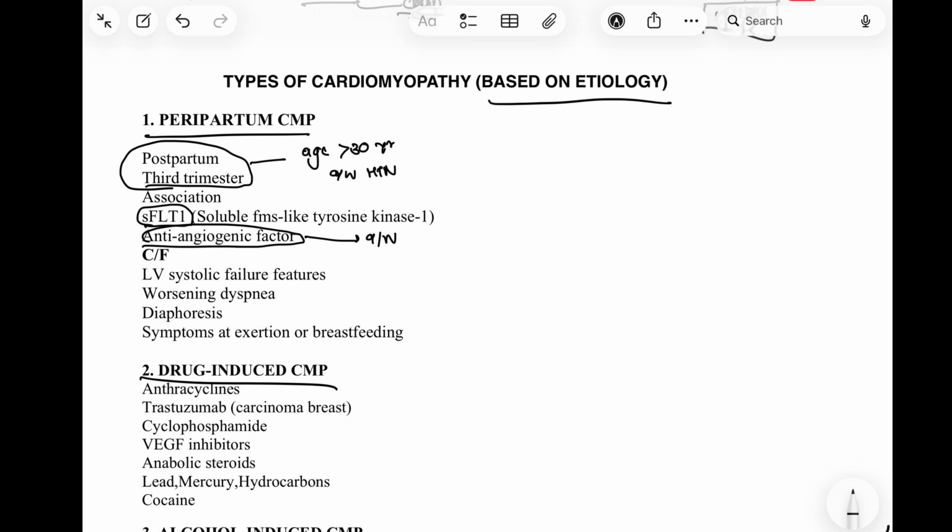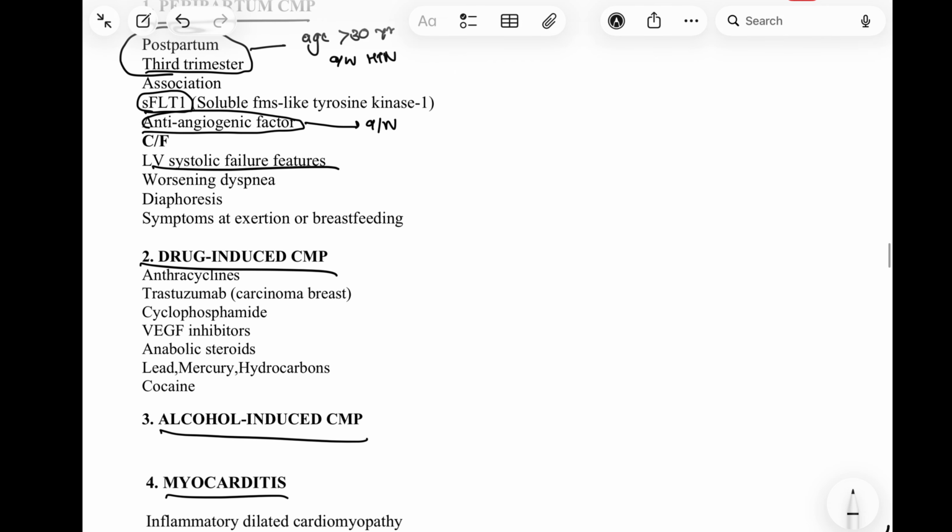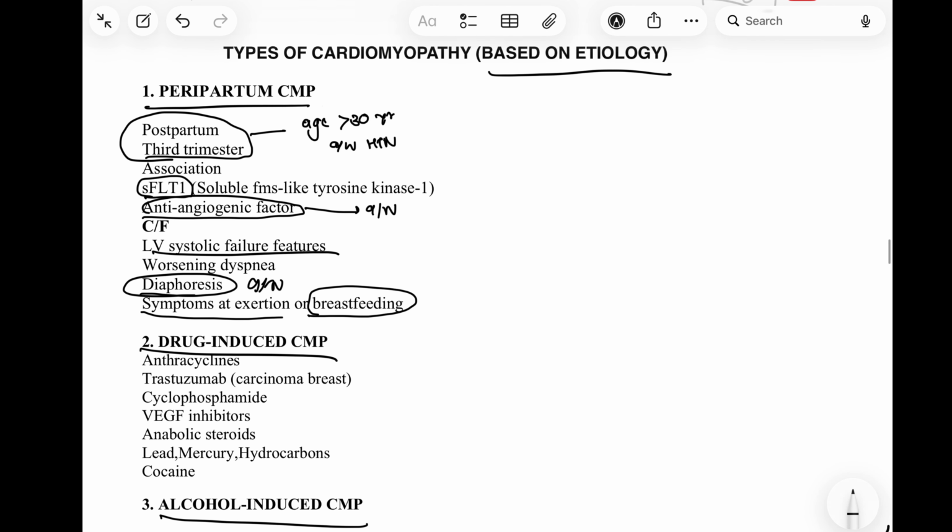What clinical features can we appreciate in this peripartum cardiomyopathy? There are left ventricular systolic failure features. We will discuss these systolic failure features just within a minute. But the key point to be remembered in peripartum cardiomyopathy is that there are symptoms at exertion or breastfeeding, right? And this is associated with diaphoresis. So this is about peripartum cardiomyopathy.